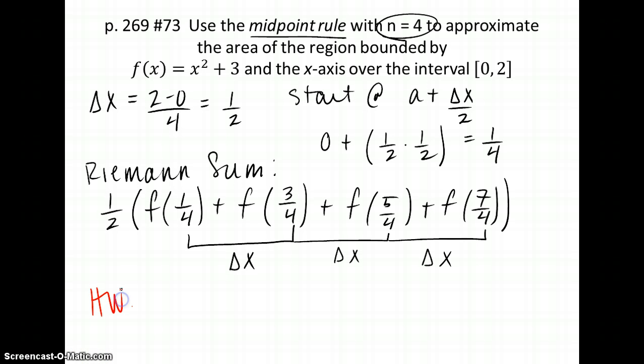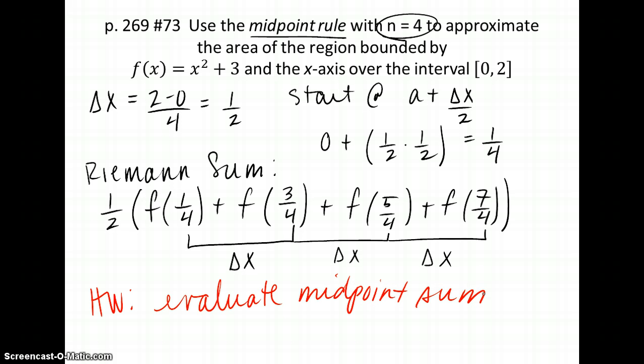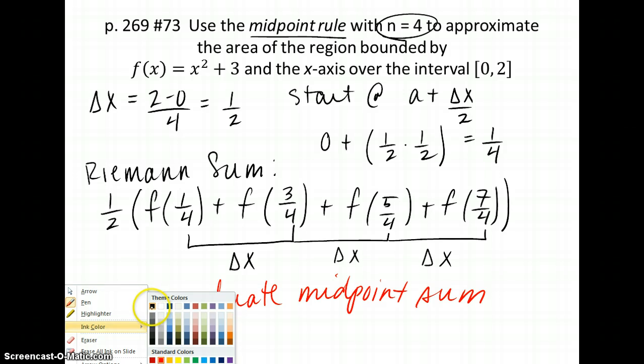So for your homework, find the approximation, so evaluate the midpoint sum. What's nice about the midpoint, if you're asked to find the midpoint approximation, this is it. There's no left endpoint or right endpoint for midpoints, so it's just one setup and therefore one answer for the approximation.